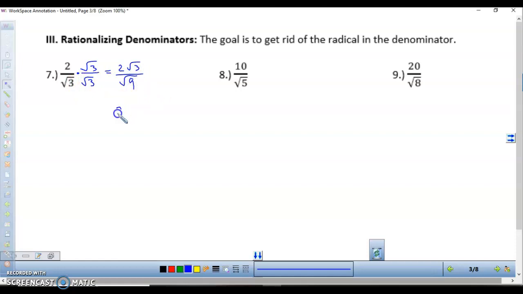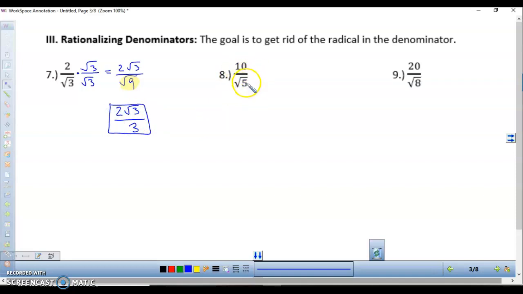Then when I rewrite this, I have 2 root 3 on top and the square root of 9, this is the whole reason for this. So I can actually take the square root of 9. Square root of 9 is 3. And that is the goal. I do not want to have a radical in the denominator, and I do not any longer, and I'm done. I cannot simplify this any further because 2/3 does not simplify. There we go. All right, this one.